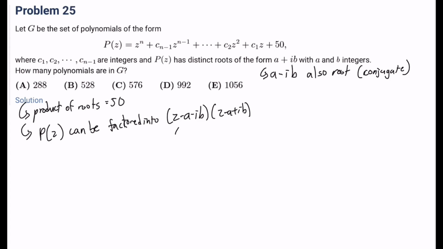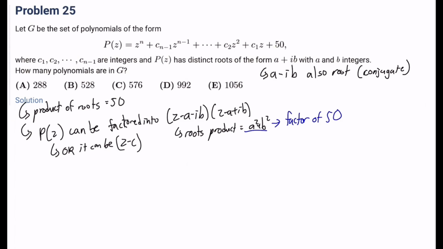So the product of these roots is going to be a squared plus b squared. And since this is part of P(z), that means that a squared plus b squared has to be a factor of 50. This is when b is not 0. But if b is 0, then it can be of the form z minus c, so that's just going to be a real root c.